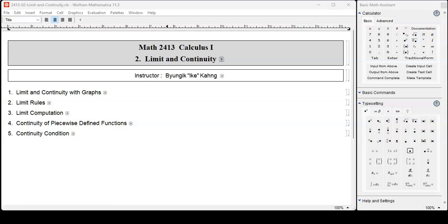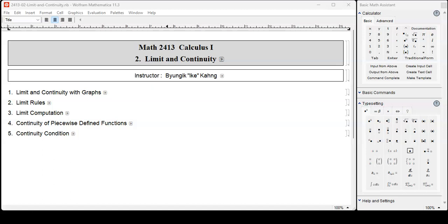Hello students, welcome back. So far we have been discussing limits. Please recall that we took three approaches. First, a graphical approach. Second, the limit rule approach. And number three, the computational approach, or practical approach, whatever you may want to call it.